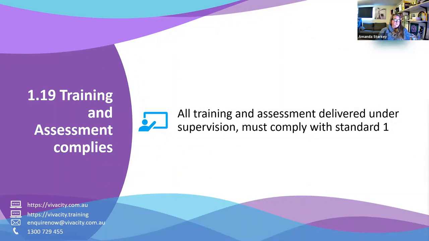1.19, training and assessment complies. So I mentioned earlier that all training that's conducted under supervision is in accordance with your TASs, your session plans, your DAPs, using the resources that you specify and provide to them.